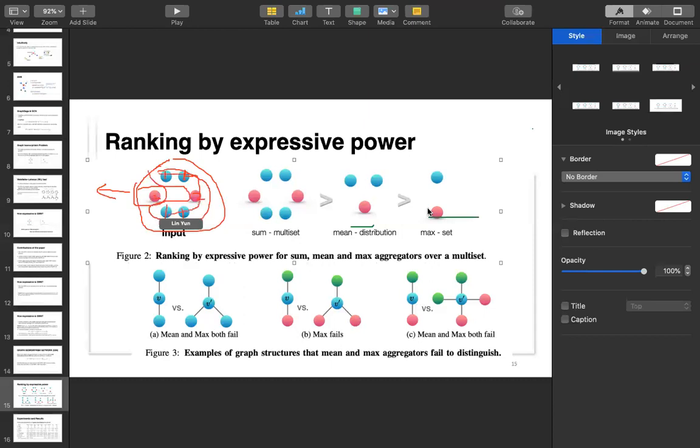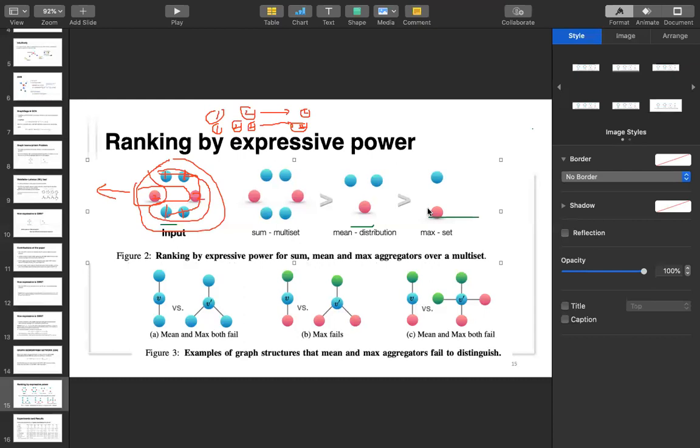Suppose there is one blue and one red, we get the value 2, and if there is one blue and two red, we still get the information of 2. So in this case, it's very hard for us to recover the network structure. That's the point of the expressiveness.